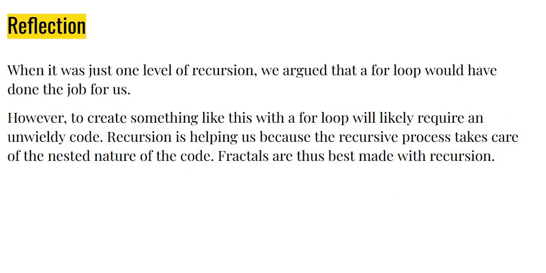Now we are going to move forward and apply this thought process to a new fractal, the tree fractal. But before going there, let's pause for a moment and reflect on what's going on. When it was just one level of recursion, we argued that a for loop would have been sufficient. It would have done the job for us. But to create something like what we just did with the for loop will require a lot of unwieldy code. It will get quite hard to keep track of what's going on where.